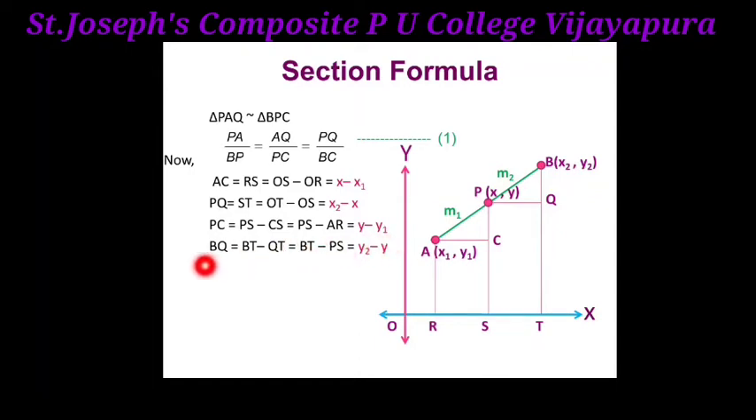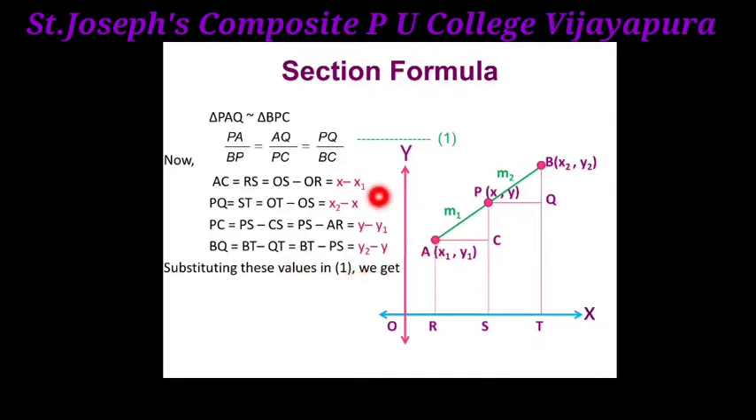And last, that is distance BQ. Distance BQ is equal to distance BT minus QT. QT is equal to distance PS, which is y, and BT is y2. So it becomes y2 minus y. So distance BQ is equal to y2 minus y.